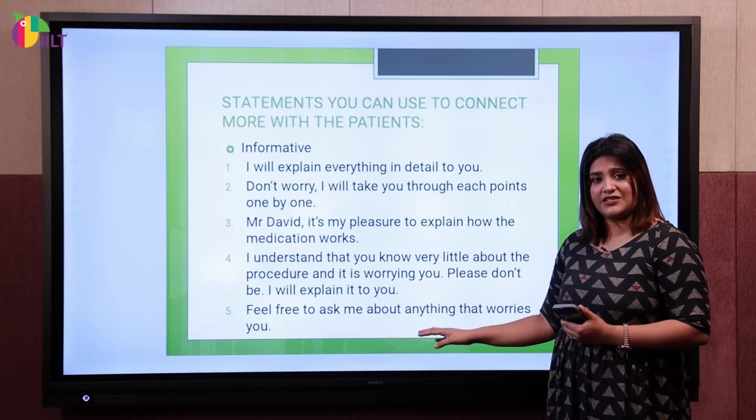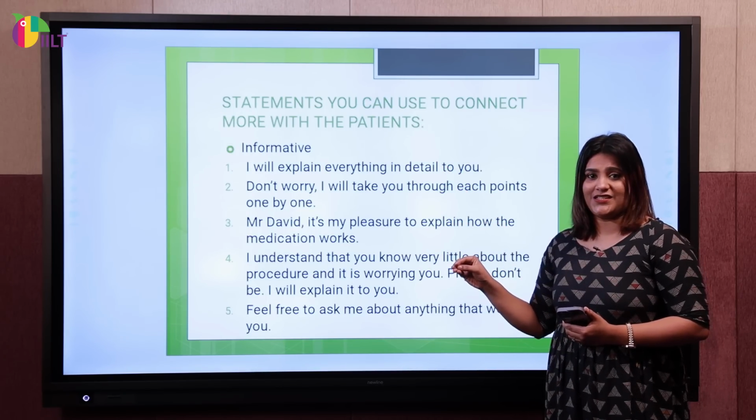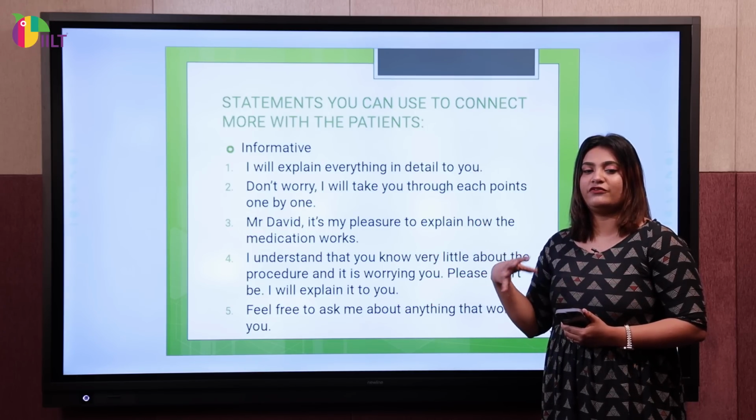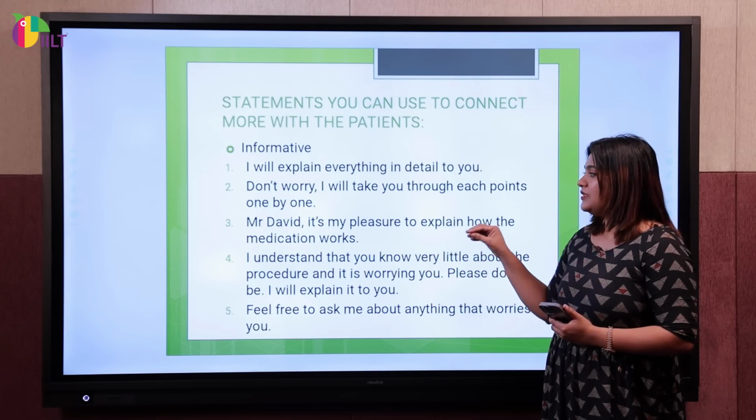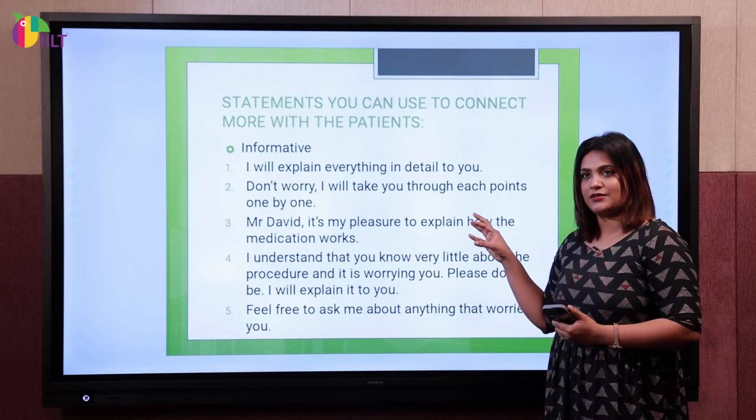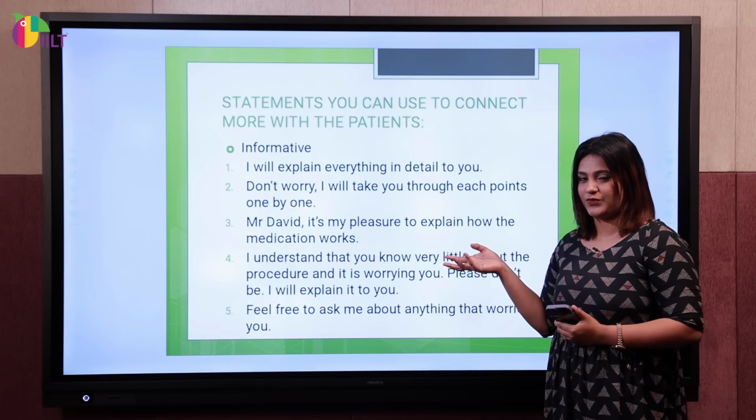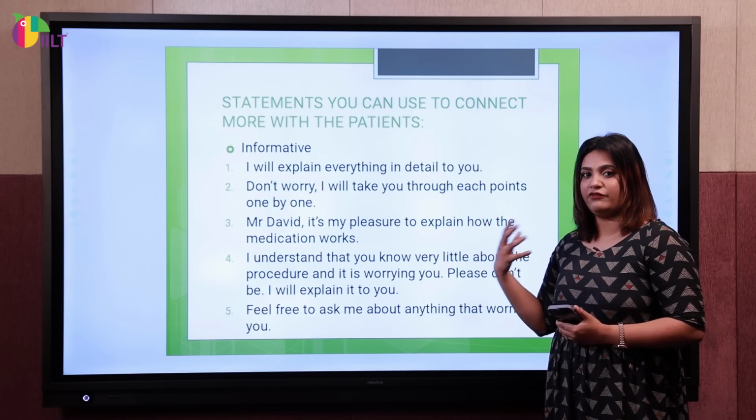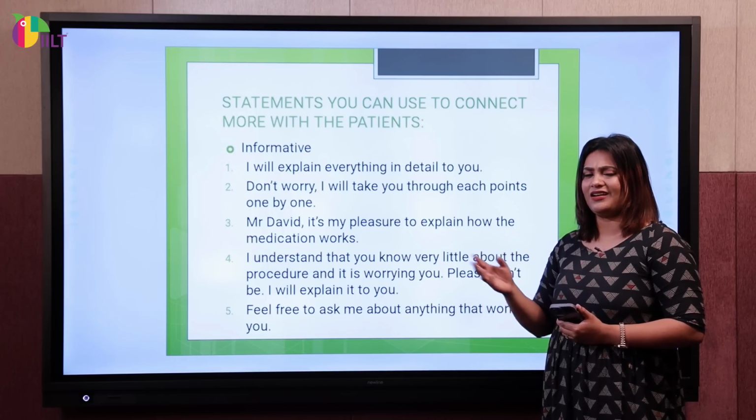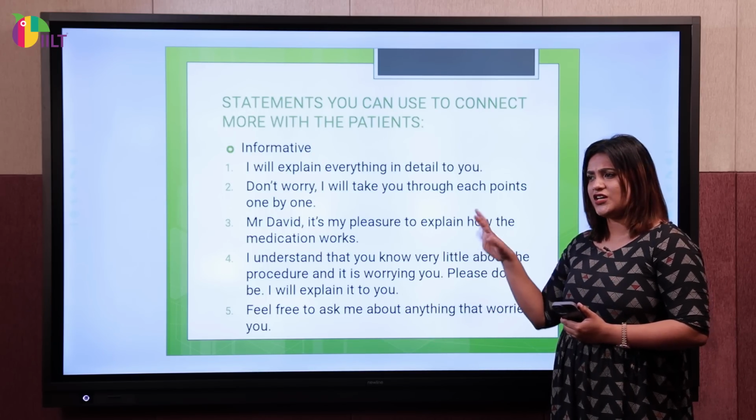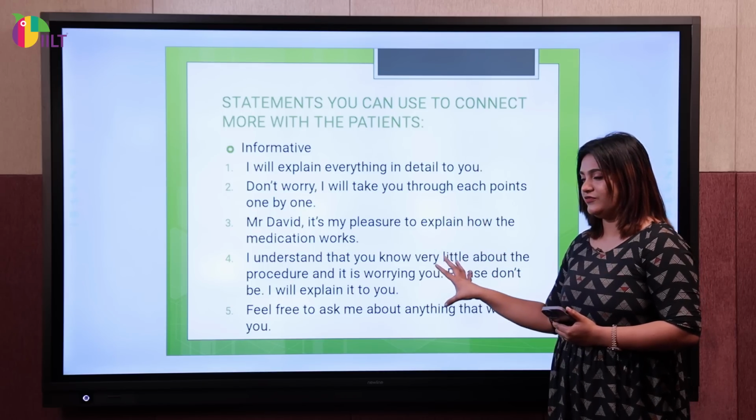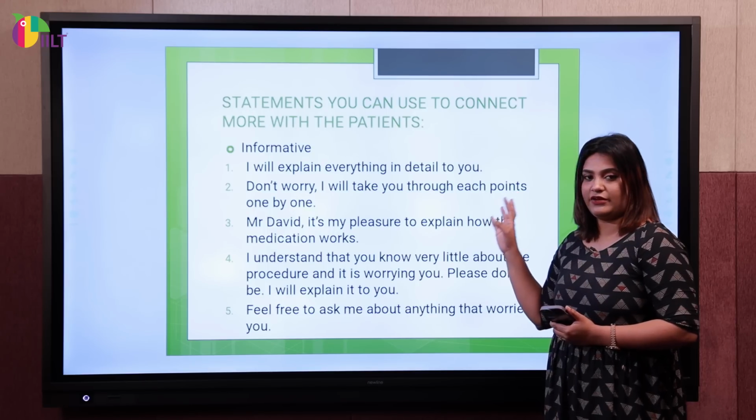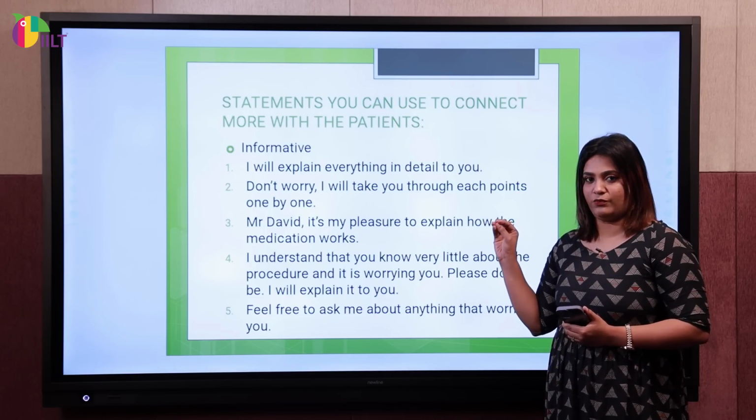Besides these statements, there are numerous statements that you can come up with. I'm not saying these are the only statements that you can use. There are a lot of other beautiful statements, but these are simple ones, and they would be easy for you to remember as well. Try to use such statements when you're dealing with informative cue cards. Do not just simply say, I'll explain that, and then start with the explanation. Try to relate with the patient by using any of these statements and then provide the information. That is how you can simplify the conversation while you're dealing with an informative role play.